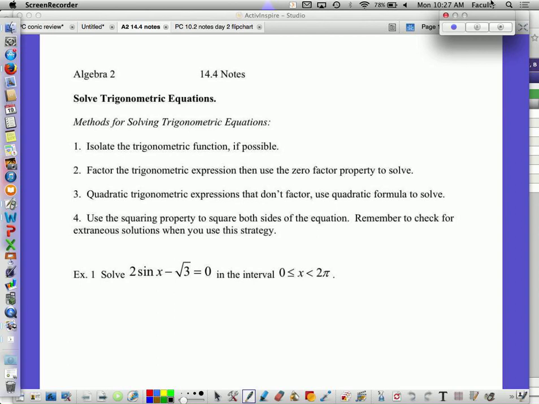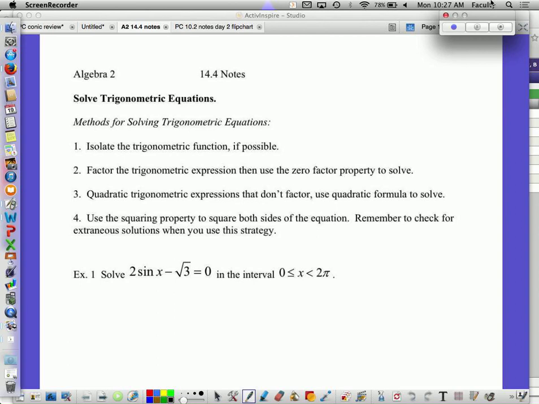Methods for solving trigonometric equations. Number 1, isolate the trigonometric function if possible. So I want to make a connection to the warm-up today. Do you see number 4? Look at example 1. It is the same thing except instead of an x, it's a sine x.